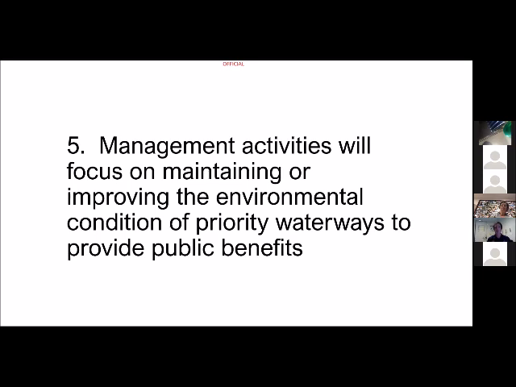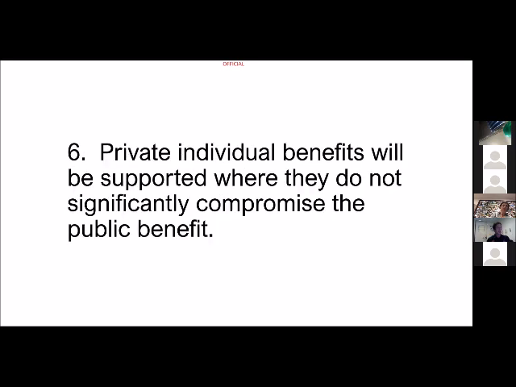So, these structures have really, I mean, the report makes very clear that without these structures in place, we would have seen a deepening of up to 15 metres and a widening of, I think, over 100 metres, which Julian sort of touched on before as well. That's a huge amount of sediment. I can't emphasize how much. And I think finally, private individual benefits will be supported where they do not significantly compromise the public benefit, which is pretty obvious. And I think that's it.